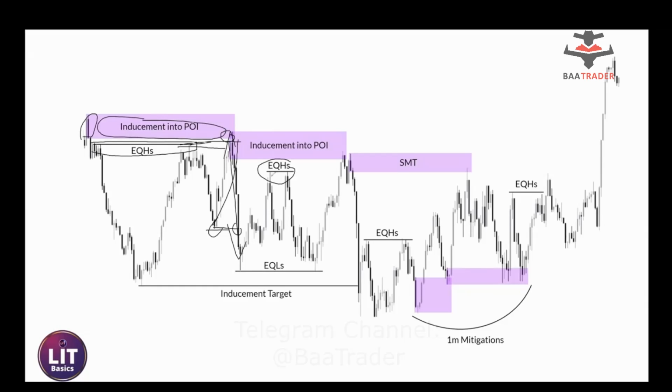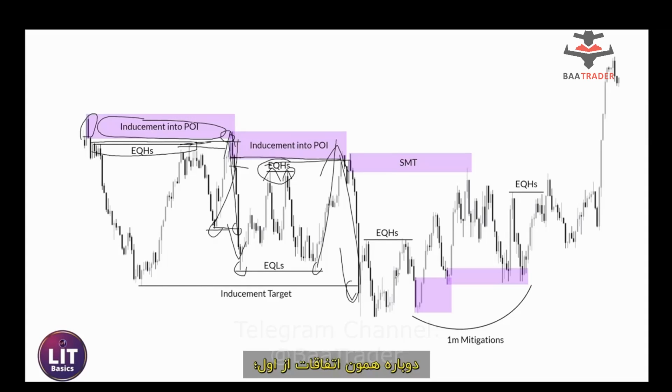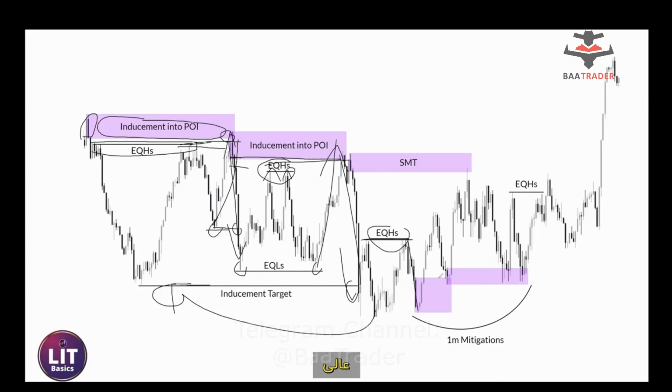Guess what? It builds up liquidity, leaves imbalances, builds equal lows, gives you a nice juicy target, grabs the equal lows, equal highs into the point of interest, makes a new low. Same thing all over again, right? Equal highs, never been taken out. This obviously took out this point in here. Perfect.